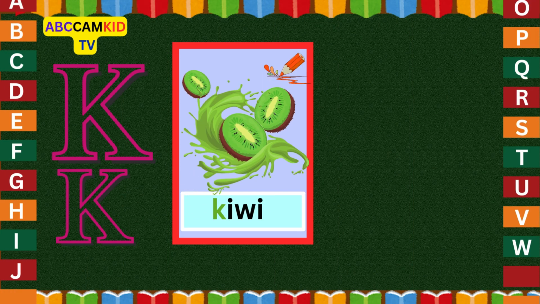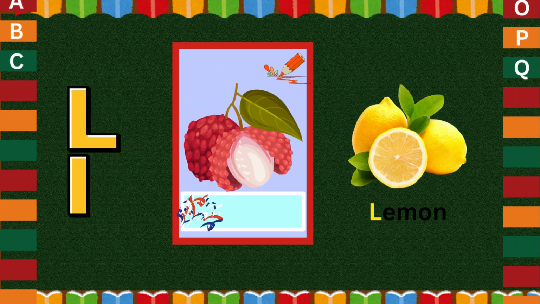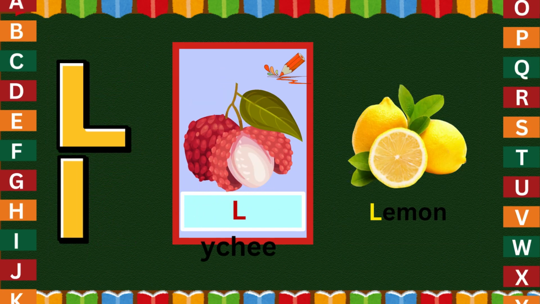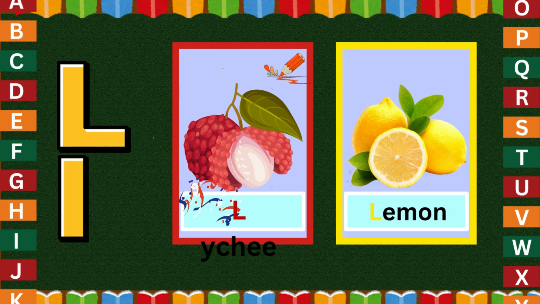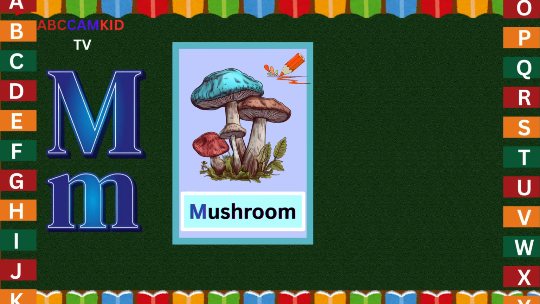A for apricot. A for airplane. B for balloons. B for ball. C for cherry. C for cat. D for dates. D for dinosaur. E for eggplant. E for elephant. F for fig. F for flowers. G for gas. G for guava. H for hackberry. H for hat. I for imbe fruit. I for ice cream.